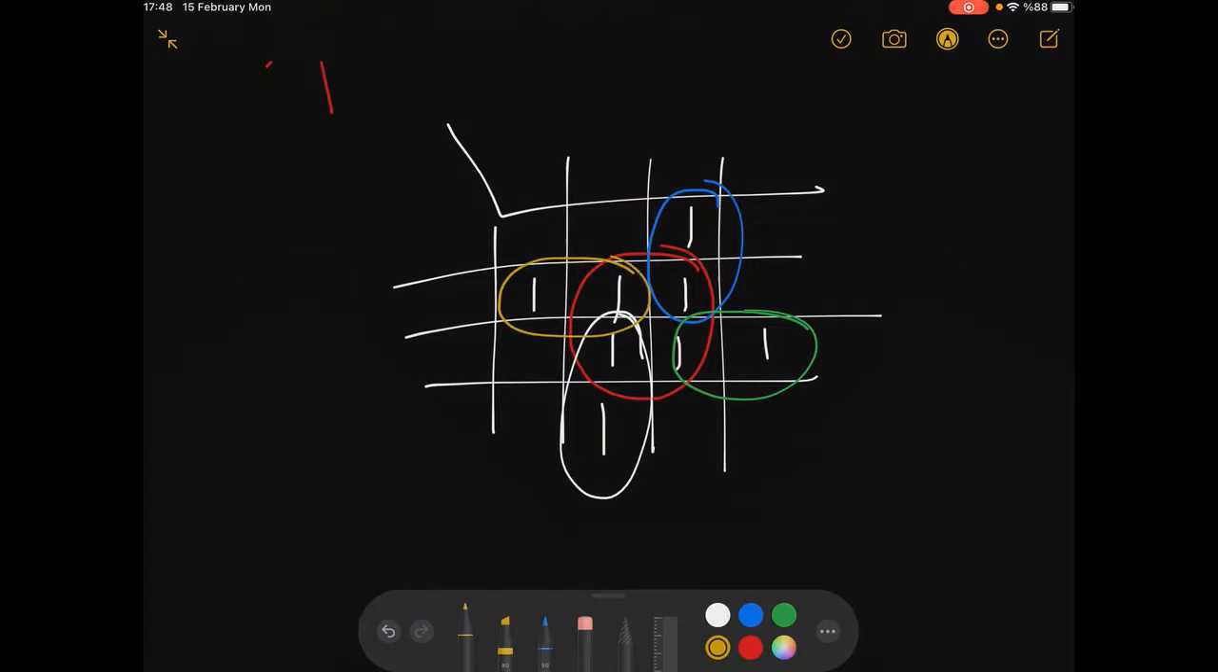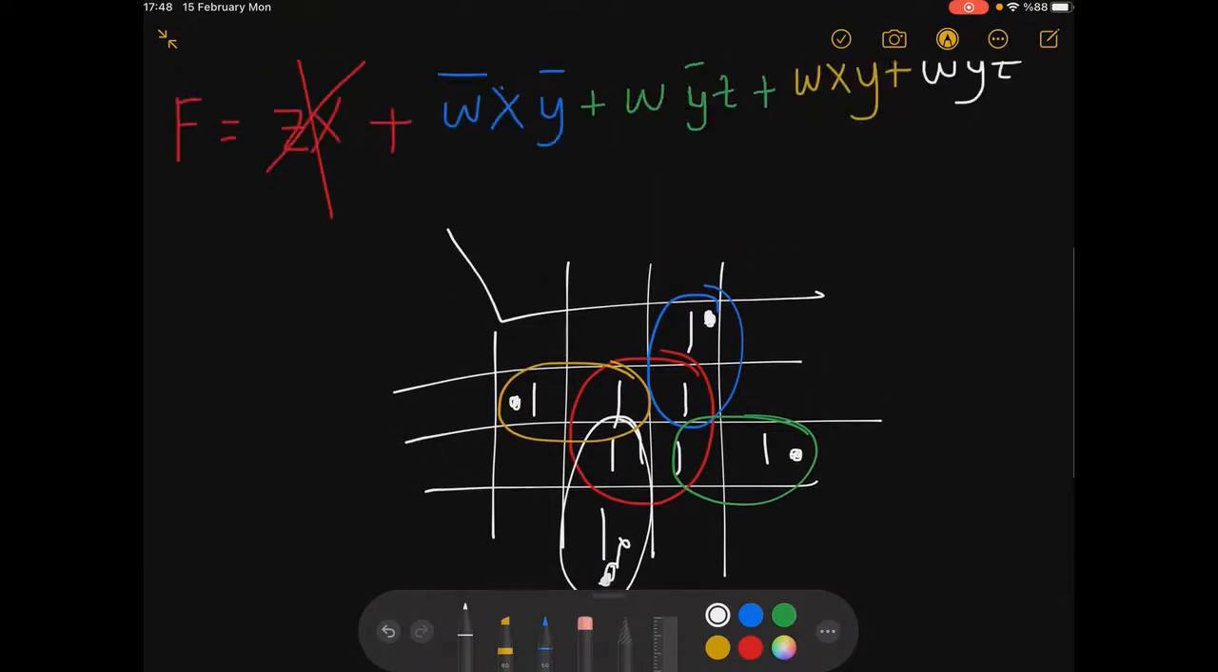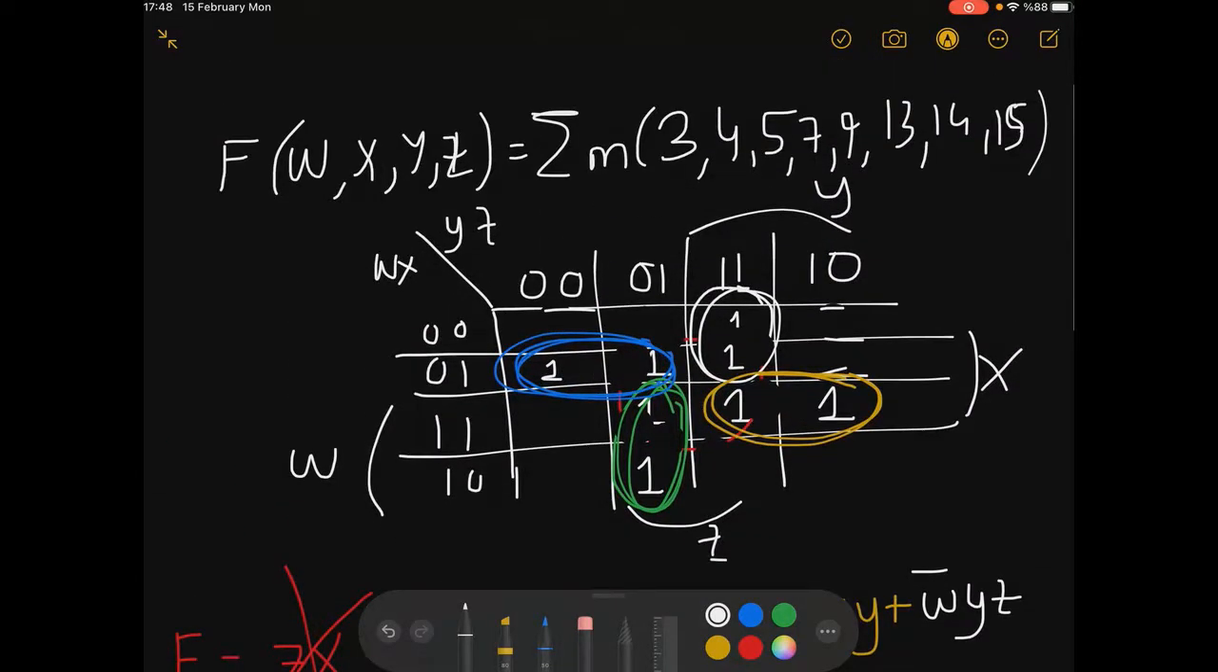But which of them are essential prime implicants? Which of them? These ones, right? This one is a prime implicant. This one is an essential prime implicant. This one is an essential prime implicant. And this one is an essential prime implicant. And I need to put them first. If you put them first, you get this. You see, that's the idea.